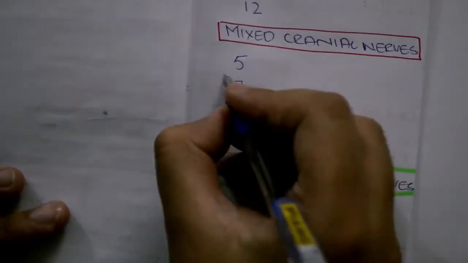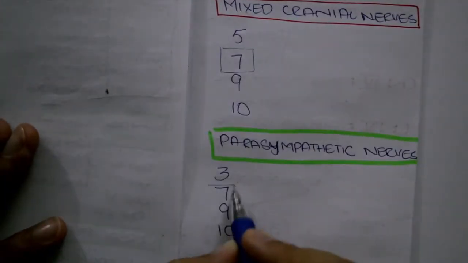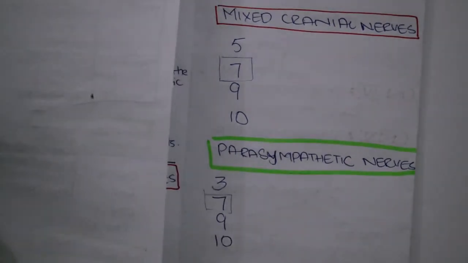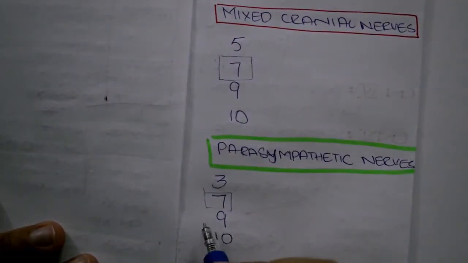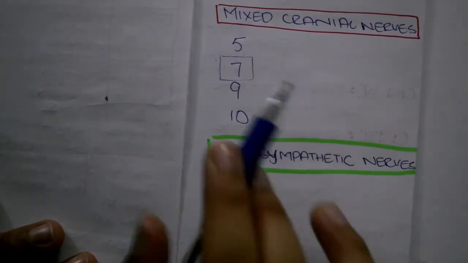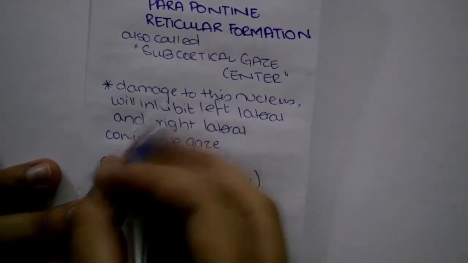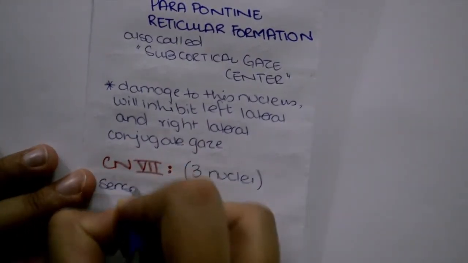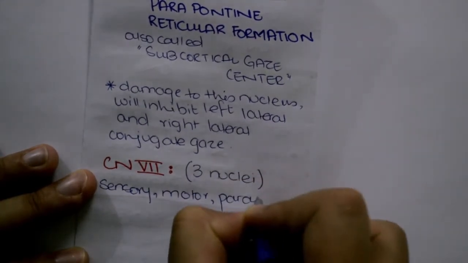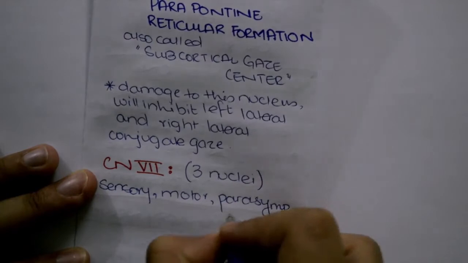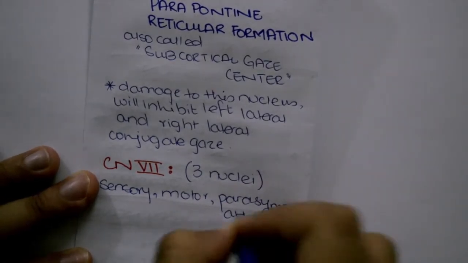The seventh cranial nerve is a mixed nerve, and it does have this parasympathetic component. I was so wrong there, so I'm correcting it again. The seventh cranial nerve is a mixed cranial nerve, and it has a parasympathetic component as well. So it has sensory, motor, and parasympathetic components. Three components. Let's write it down: sensory, motor, parasympathetic components that it has.